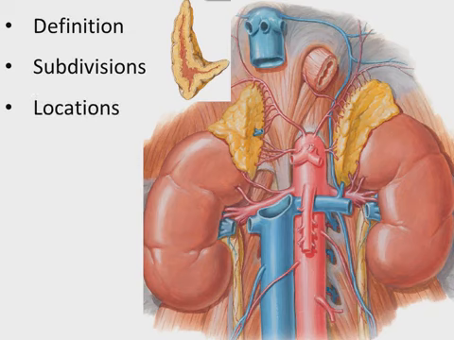And the location of the suprarenal gland: each gland lies in the epigastrium at the upper pole of the kidneys, in front of the crest of the diaphragm, opposite to the vertebral end of the 11th intercostal space and 12th rib.